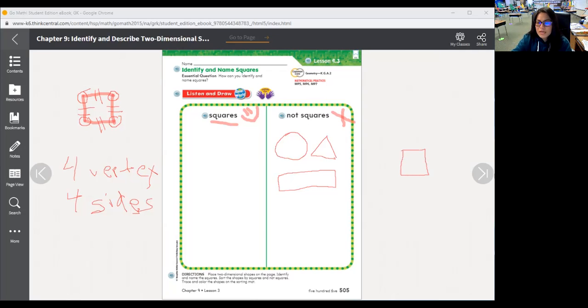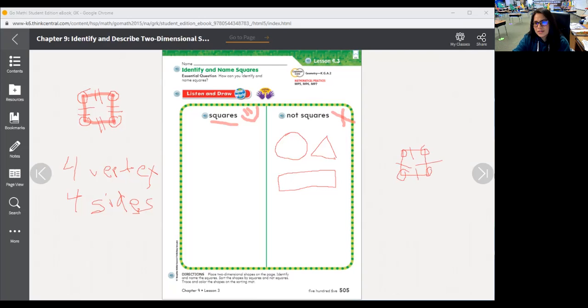Okay, why is it a square? Because it has 4 sides. 1, 2, 3, 4. What else? 4 vertex. Okay, what else does it have? Yes, we have 4 vertex.